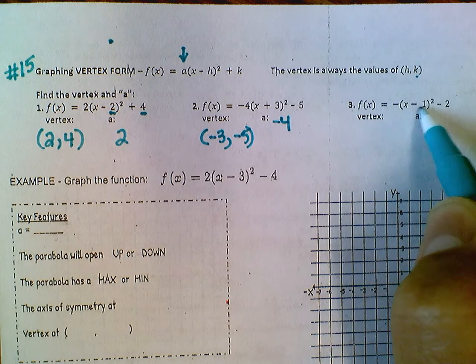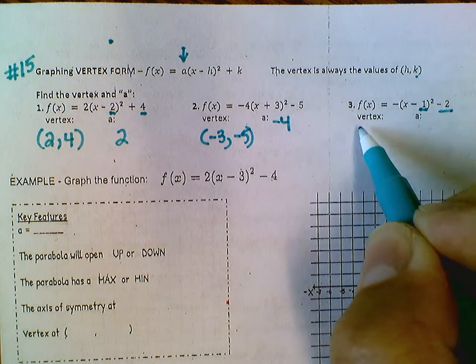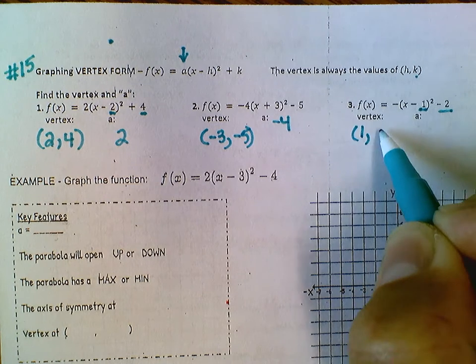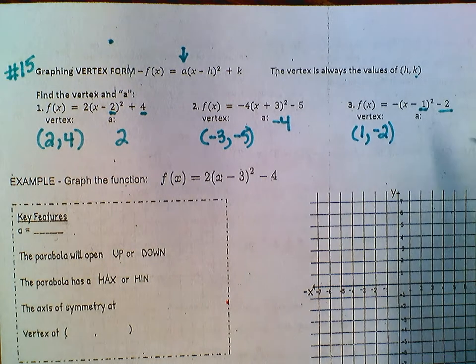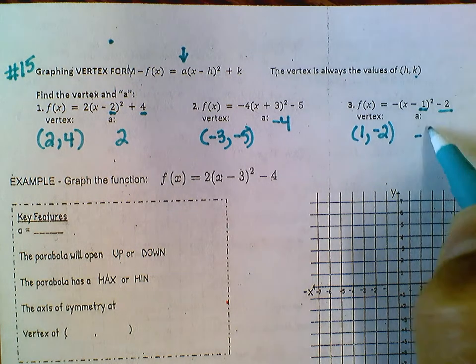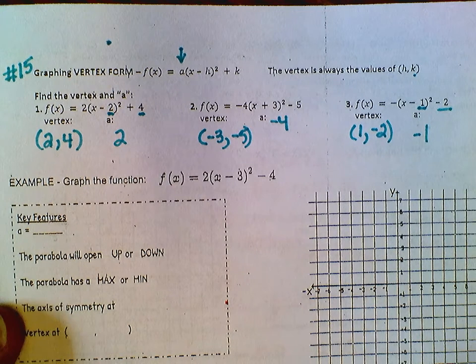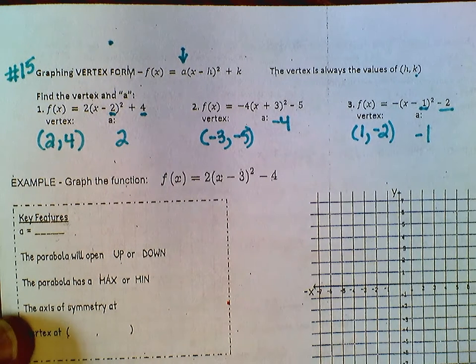And then if we look at number 3, my vertex is at 1, -2. So again, change the sign of the X value, keep the sign of the Y value. My A is -1. So this one would be flipped or reflected across the x-axis.